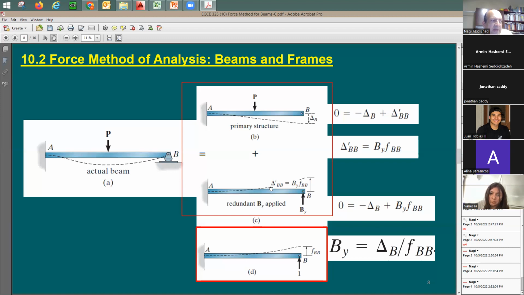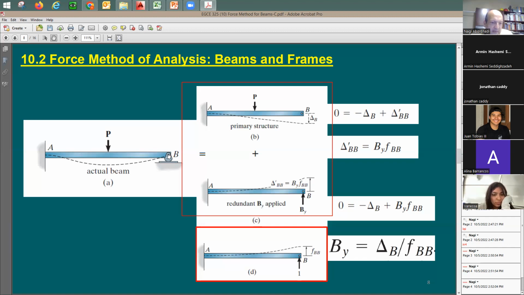And this deflection here, I'm going to call delta prime sub BB. So this delta prime sub BB is going to be positive because this goes down here. If you add it to this negative delta B, they're going to be equal to 0. This equation here, I call the compatibility equation. This compatibility equation says the final deflection at this point is going to be equal to 0.